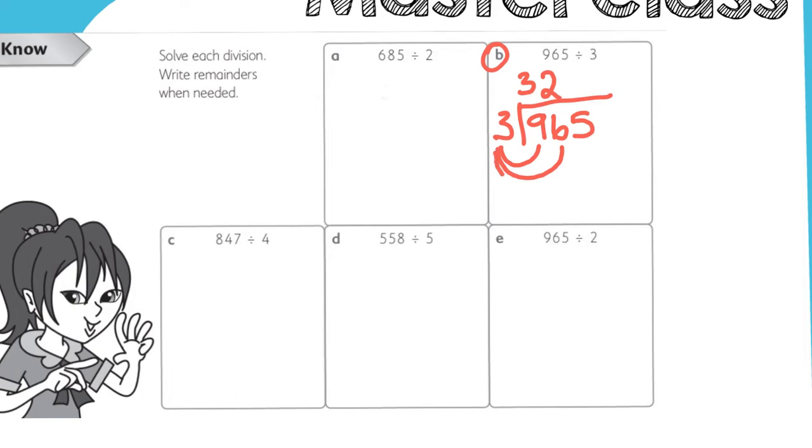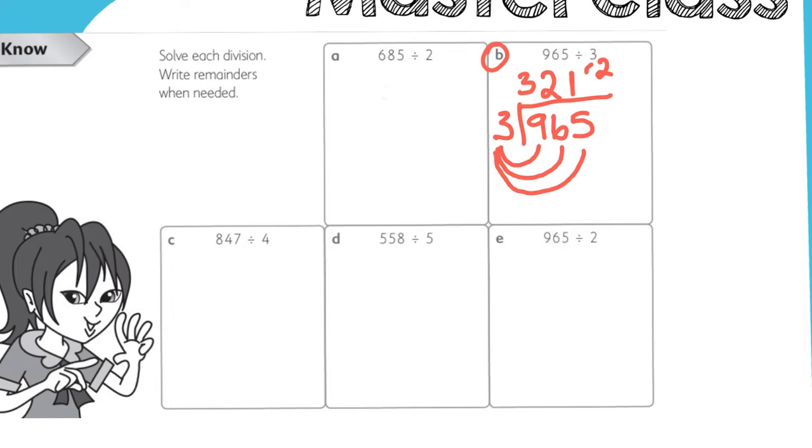Then, how many 3s are there in 5? Well, I can tell you that there is 1 3 and there's 2 remainder. So we're going to put a little remainder 2 down there. Okay, and that's as easy as it is. All right, we're going to move on to the next one.